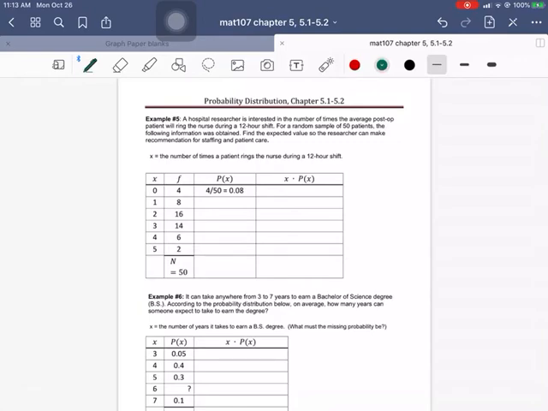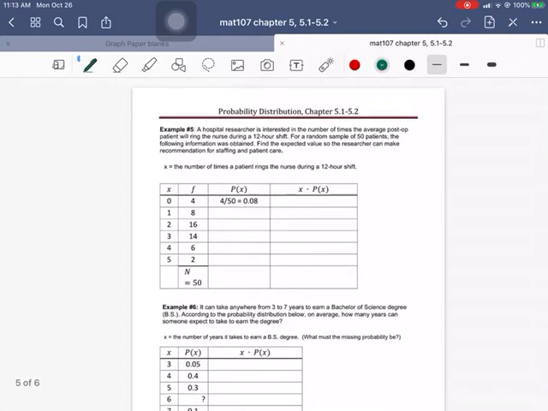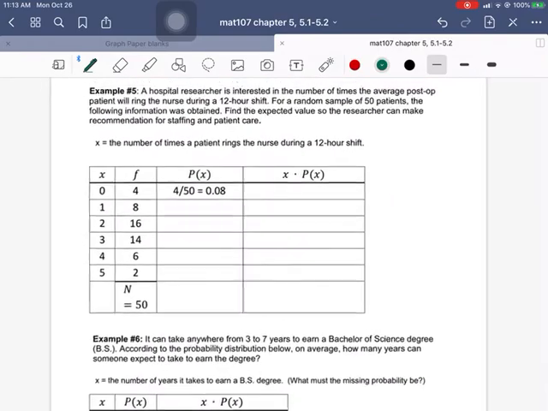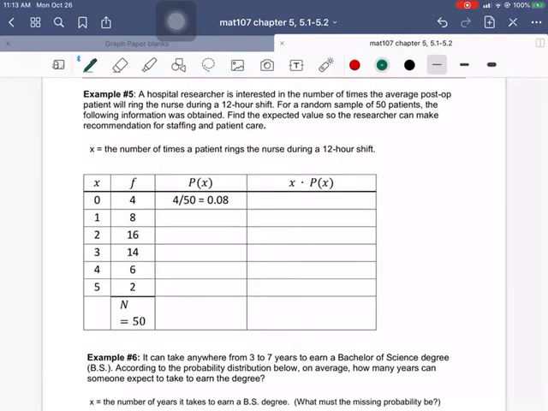At a hospital, a researcher is interested in the number of times the average post-op patient rings for the nurse during a 12-hour shift. A random sample of 50 patients were taken. Okay, find the expected value. So we're going to ask all 50. So we're looking for a mu, which is our expected value, our mean, our population mean.